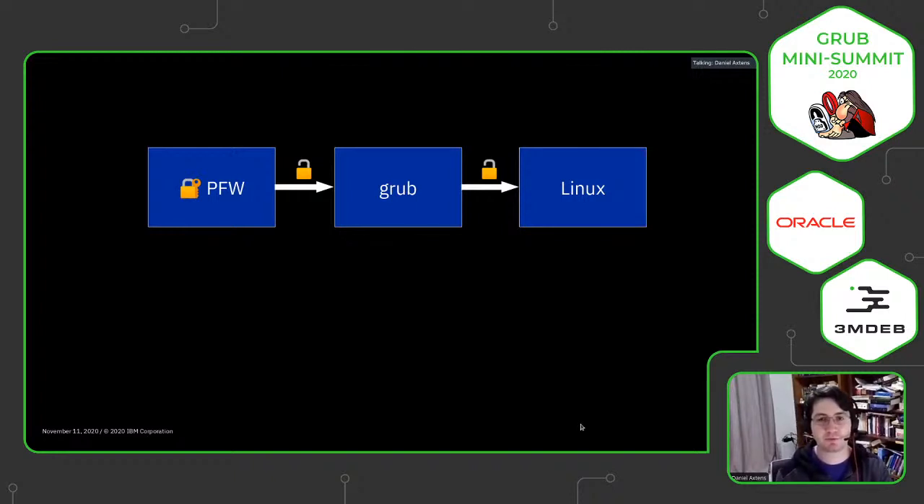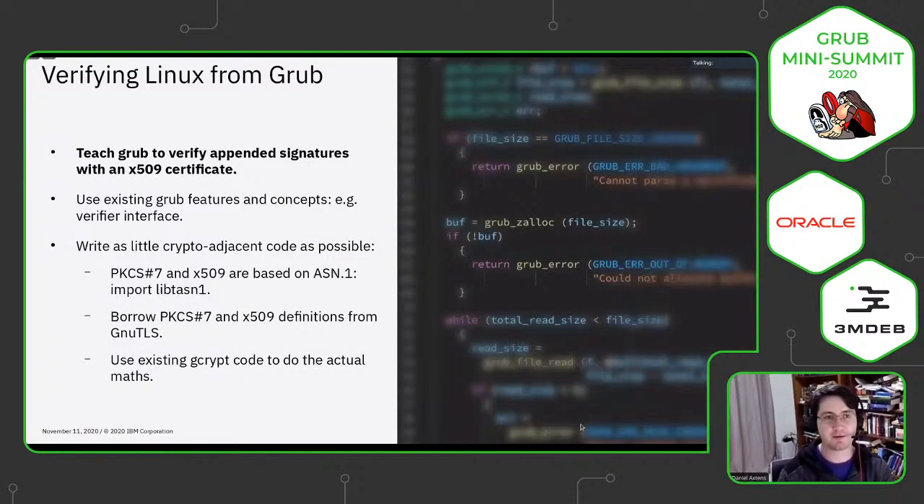So what we will start with, I think, is the grub to Linux link, because that's a bit simpler. As I've said, a bunch of distro kernels for Power are already signed with appended signatures. So what we'd like to do is to teach grub to verify those appended signatures against an X509 certificate that is embedded into grub.